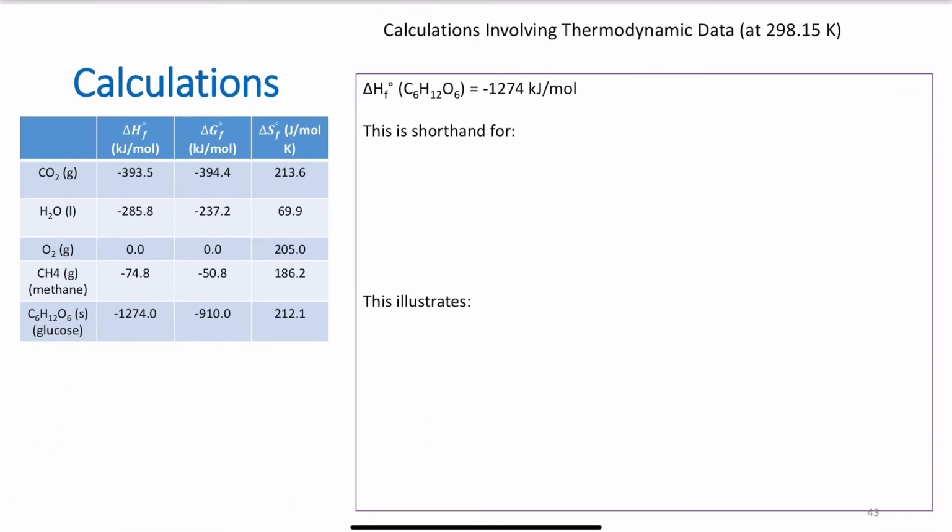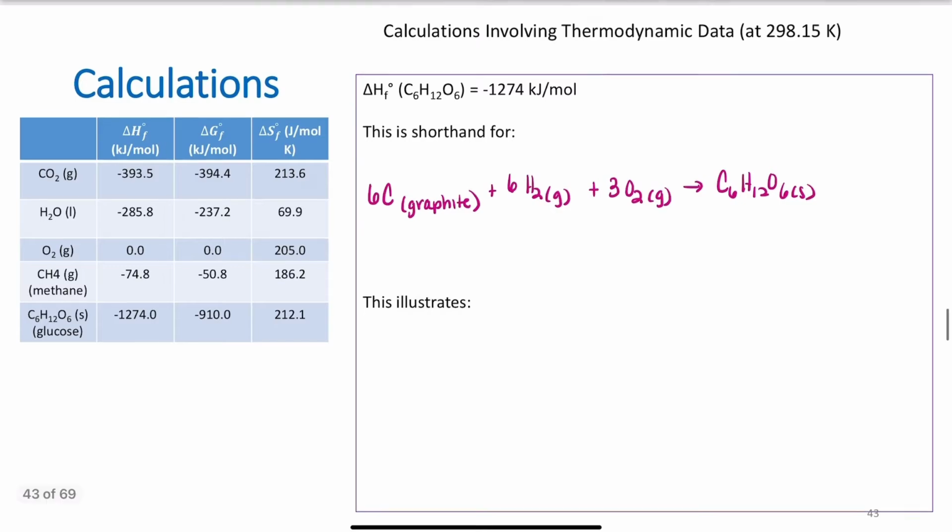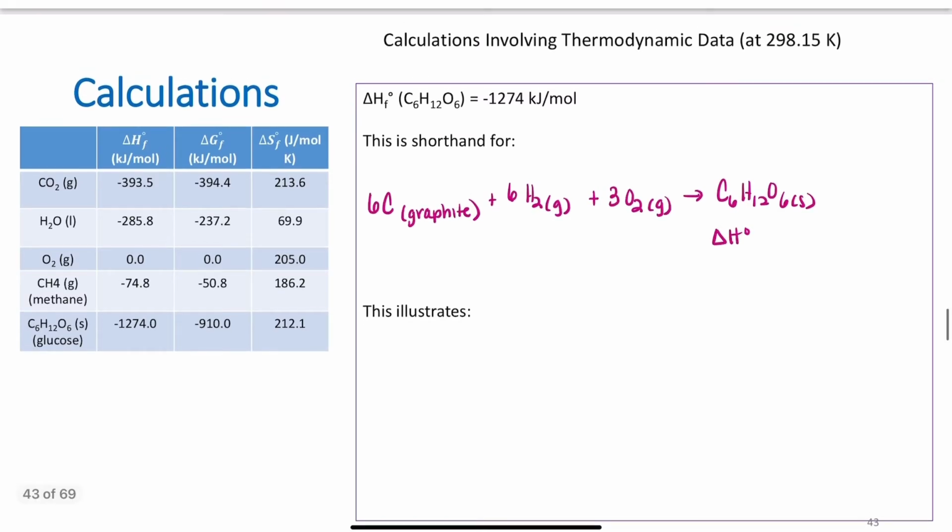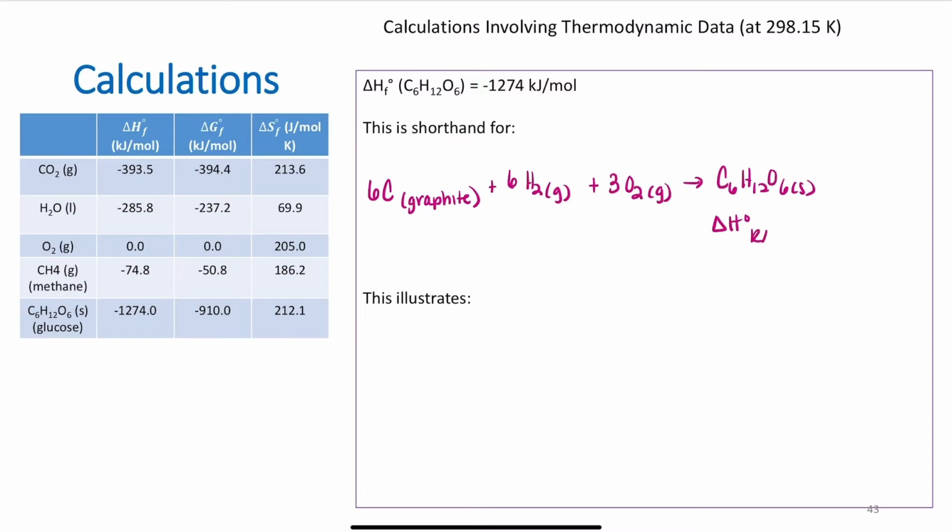And delta H formation of C6H12O6 equals negative 1274 kilojoules per mole. This is shorthand for writing 6 moles of carbon graphite plus 6 moles of H2 gas plus 3 moles of O2 gas, yielding C6H12O6 solid, and delta H of reaction here, negative 1274 kilojoules.